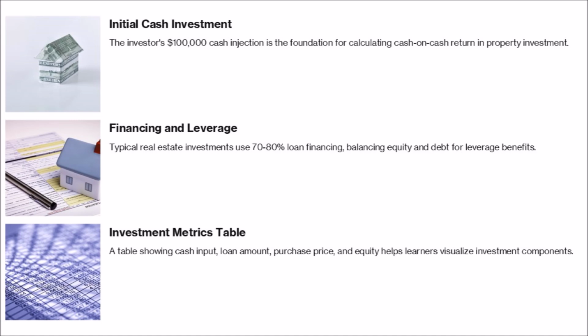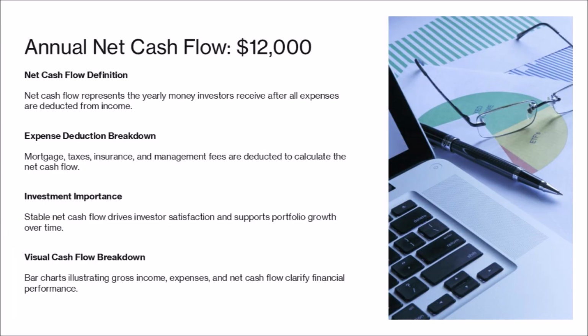Now let's talk about what it actually earns. Your net cash flow. In this case, $12,000 a year is what's left over after everything's paid: your mortgage, your taxes, insurance, and management. That's the real money you get to keep. And consistent, predictable cash flow is what keeps investors satisfied and helps portfolios grow.